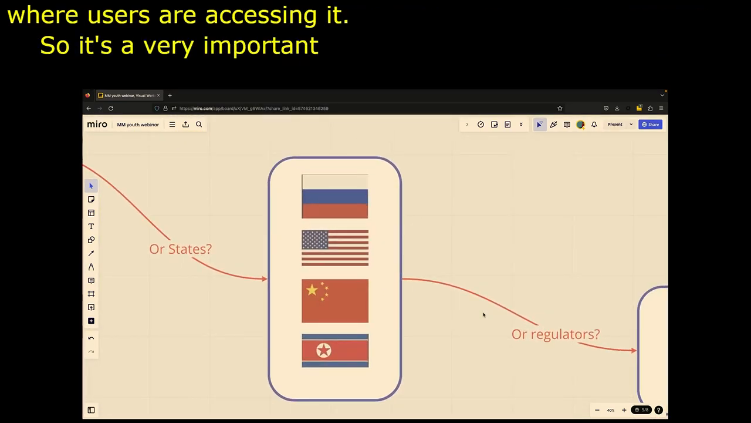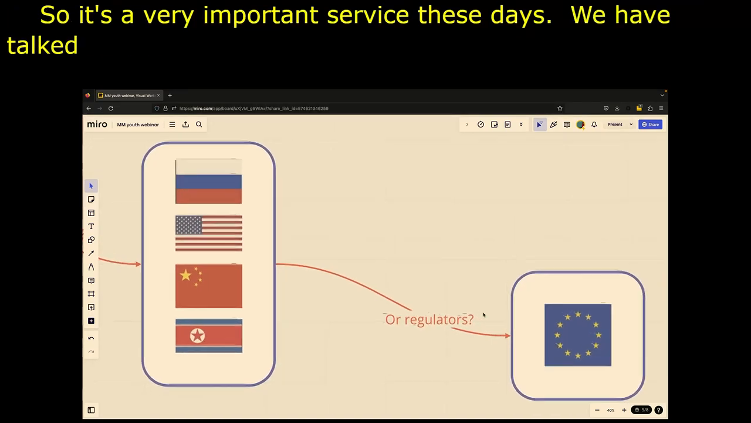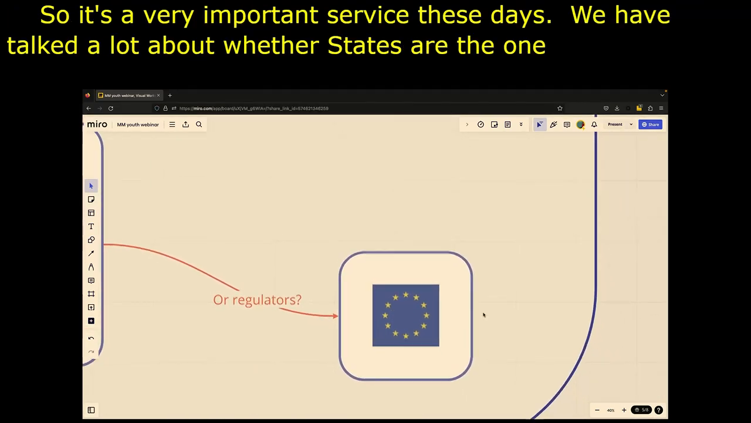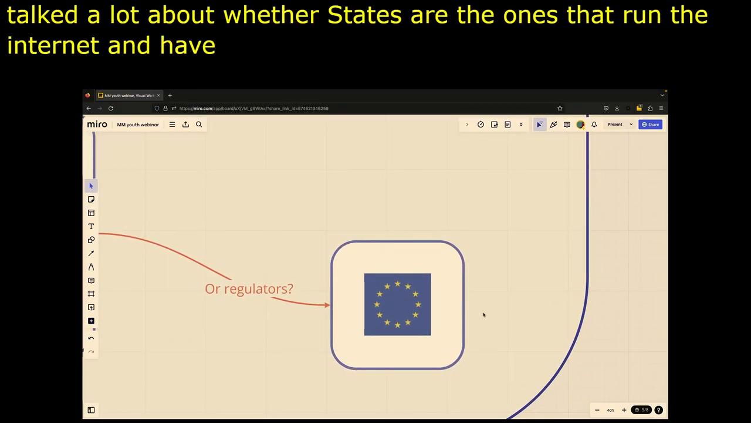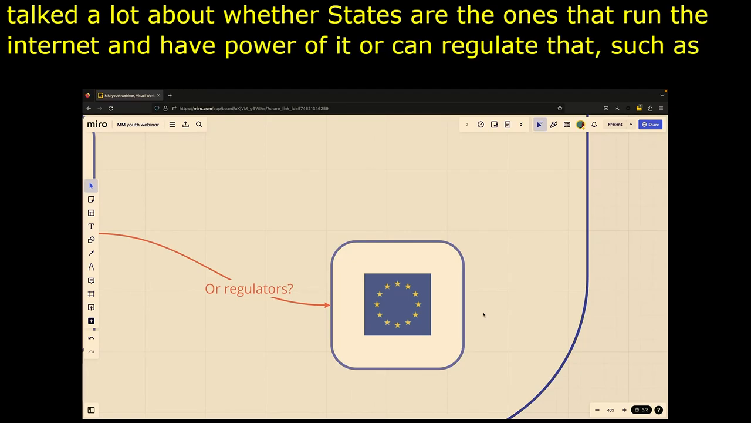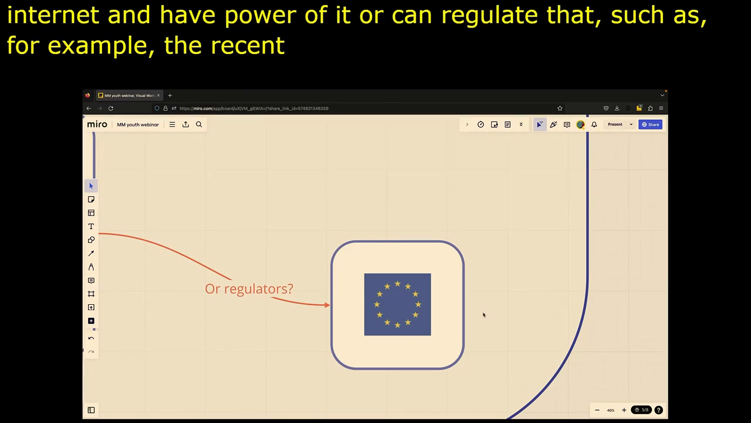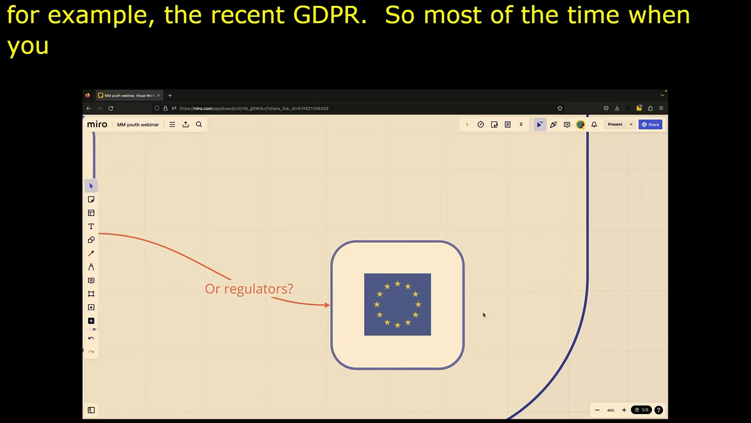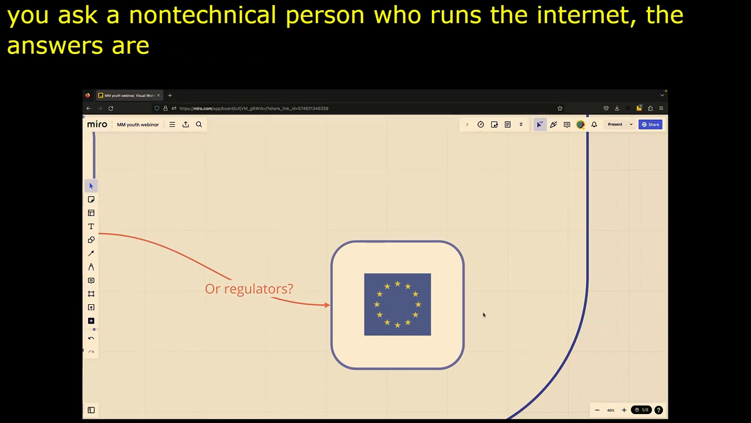We have talked a lot about whether states are the ones that run the internet and have power over it or can regulate that, such as, for example, the recent GDPR. So most of the time when you ask a non-technical person who runs the internet, the answers are more or less around this box.